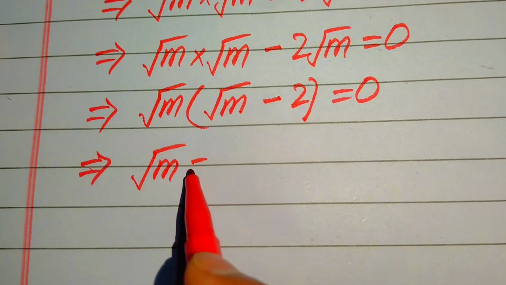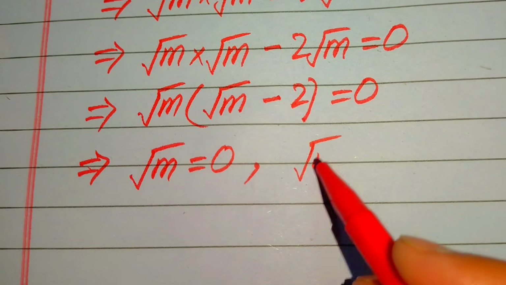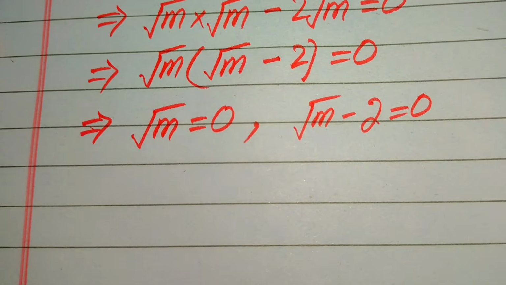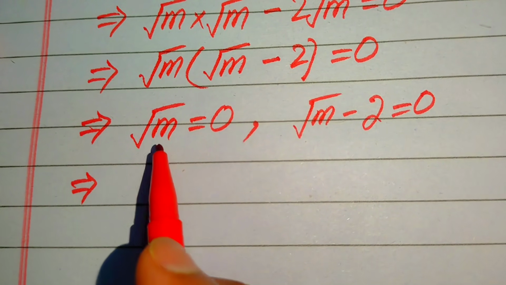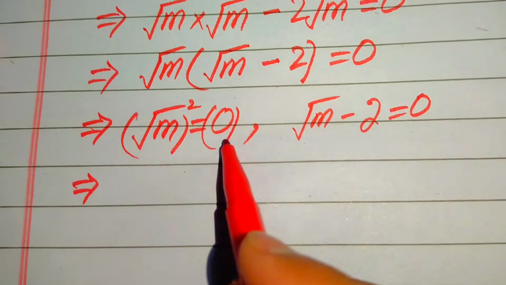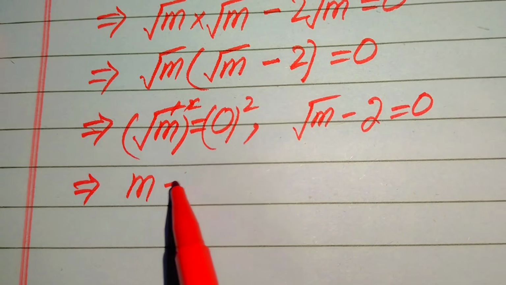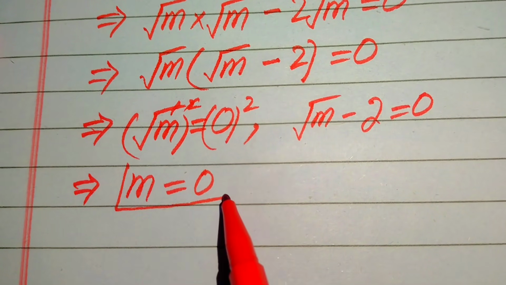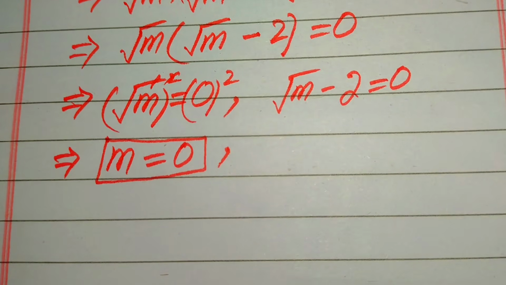And now we divide this equation into two cases. The first case is square root of m is equal to 0, and the second case is square root of m minus 2 is equal to 0. In order to get the values of m, we need to remove the square root sign, and for this we apply squaring on both of the sides. So this 2 and this square root are gone, and we get m is equal to 0 squared, which becomes 0. So this is the value of m which we get from this method.